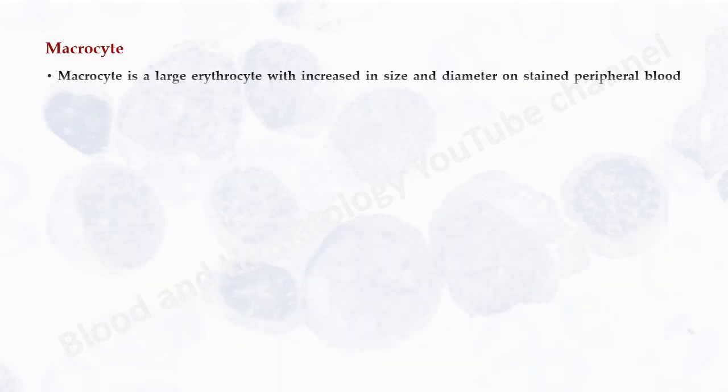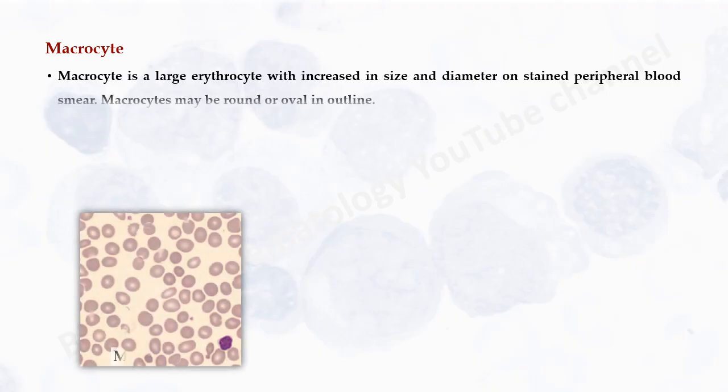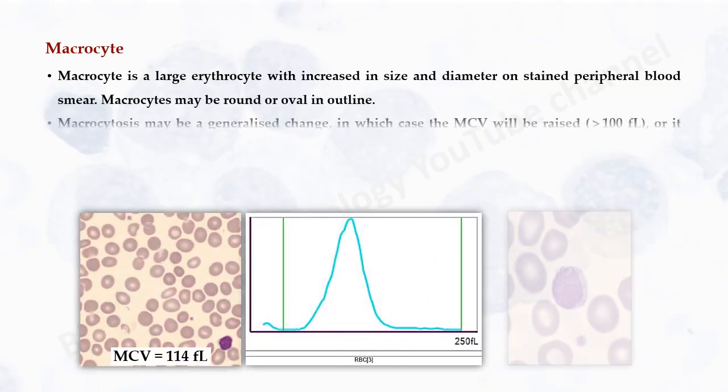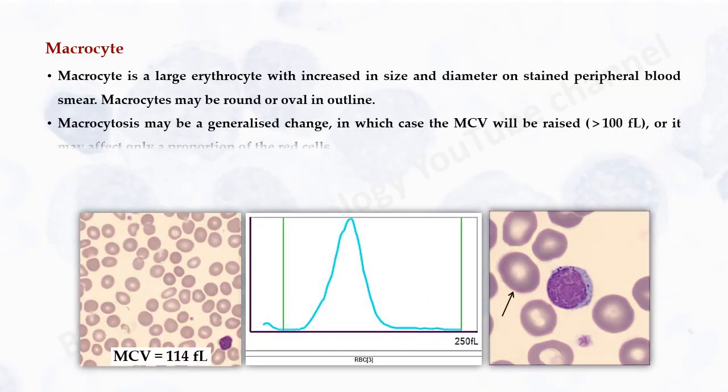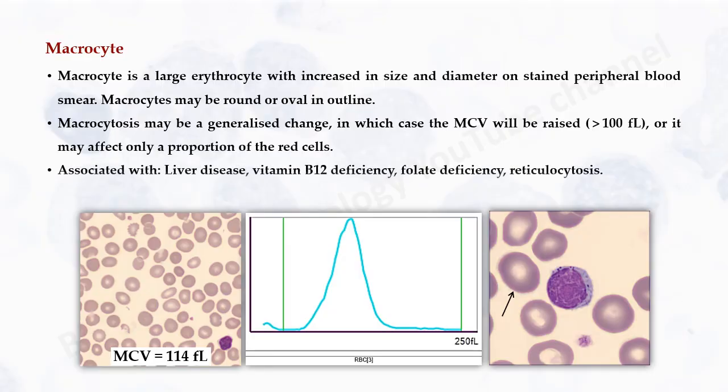Macrocyte is a large erythrocyte with increased size and diameter on a stained peripheral blood smear. Macrocytes may be round or oval in outline. Macrocytosis may be a generalized change, in which case the MCV will be raised, or it may affect only a proportion of the red cells.